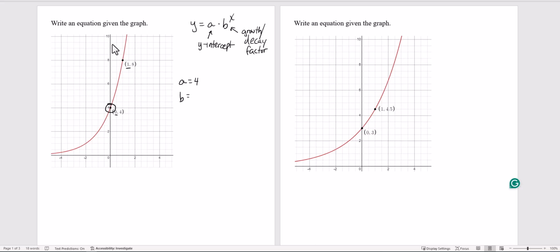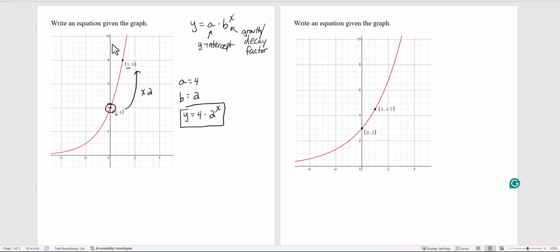What we're going to do is look at what is the factor used to get from this first y value to the second y value. So to get from 4 to 8, the factor that we use is a product of, or multiplying by 2. So b in this case is 2. Once we have those two values, all we need to do is substitute them into our equation. So instead of a, we're going to write 4, and instead of b, we're going to write 2. So our exponential function for this graph is y equals 4 times 2 to the x.